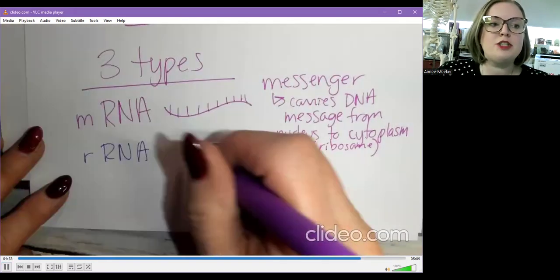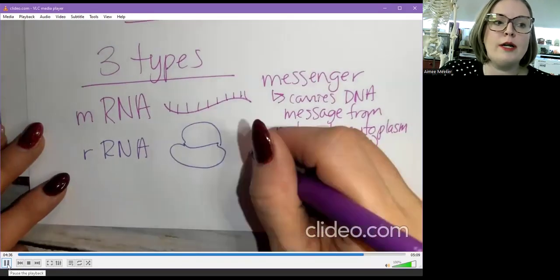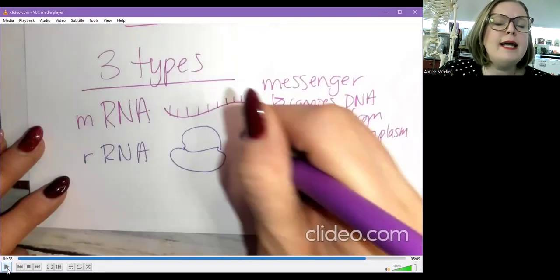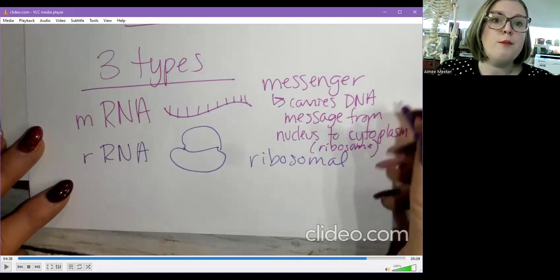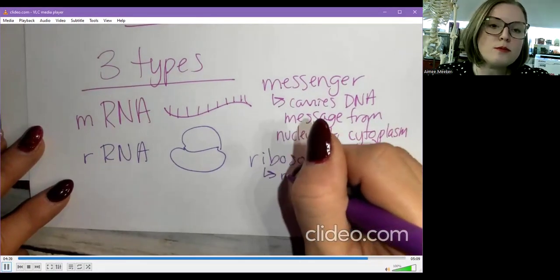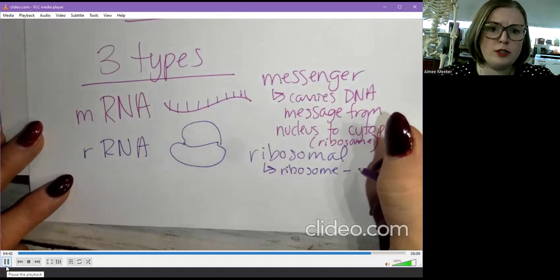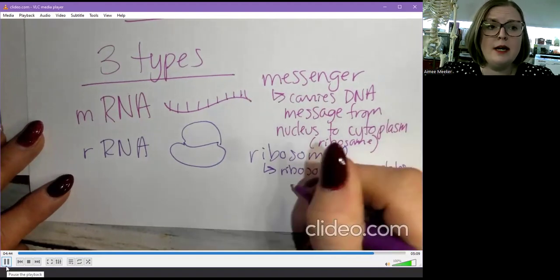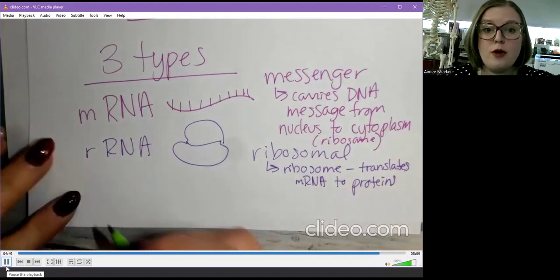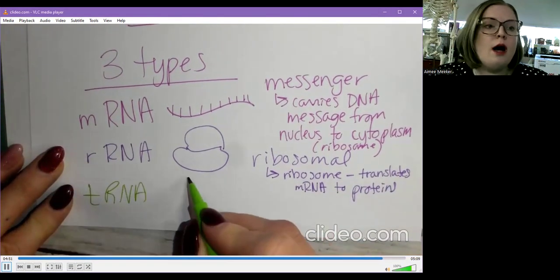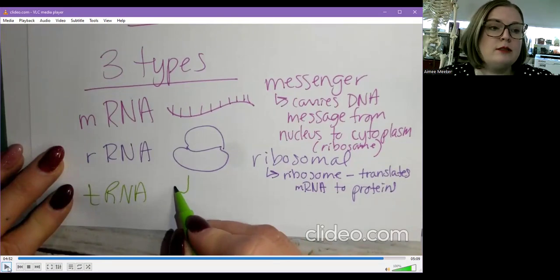The ribosome is actually made partly from rRNA, which is ribosomal RNA. It's not just rRNA. There's also other associated proteins in this structure. But when you hear rRNA, it's going to be ribosomal RNA, and it partly makes up the ribosome. The ribosome is actually what's going to translate the DNA message from the mRNA into proteins. It's going to read the code to figure out how to assemble the proteins.